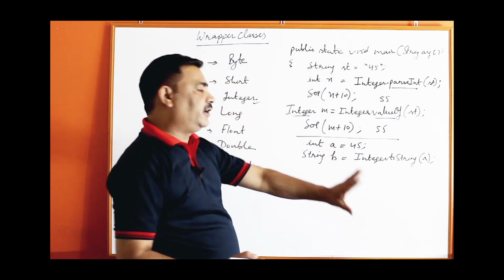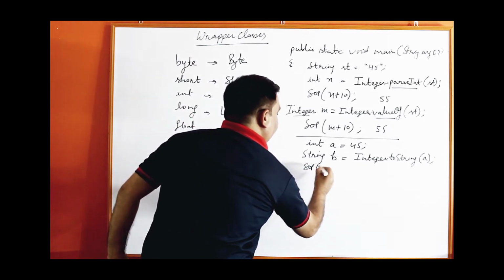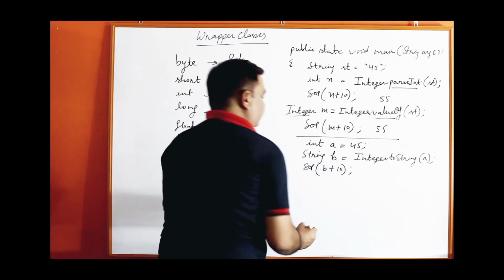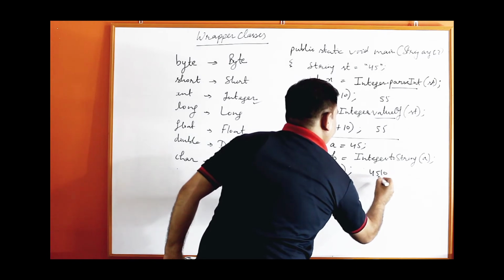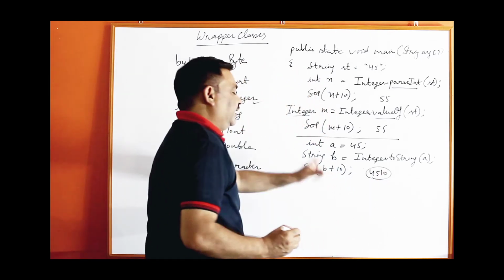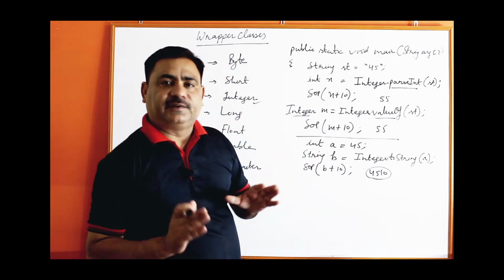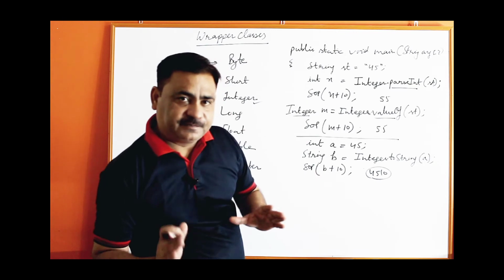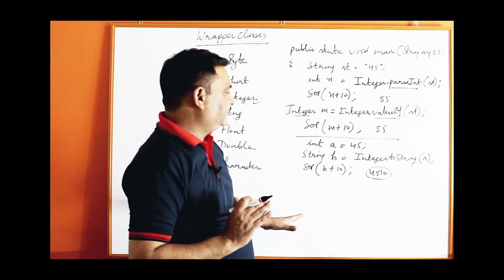Now you cannot do calculation. See, if you print System.out.println b plus 10, now b is a string, so it will print 4510, because 10 will be concatenated, joined with the string. It will not be added. So it will be concatenated, joined.